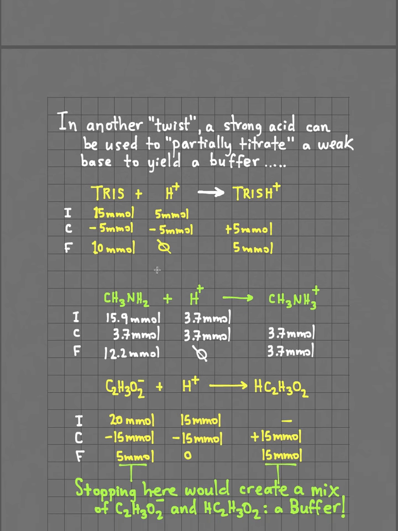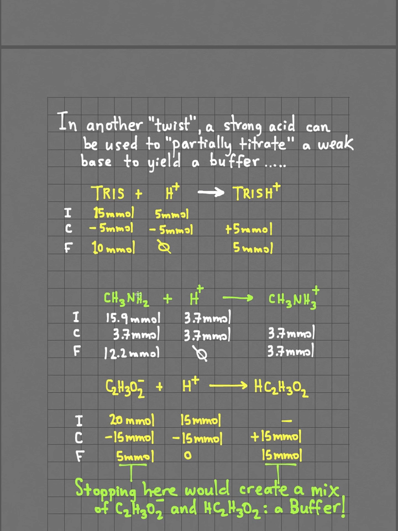Notice this is kind of like an ice table, but it's an initial, change, final table because strong acids react with the weak bases one way to create some of the conjugate acid. And if I don't go the whole way, just do a partial titration, only part of that 15 millimoles is gone. I think I just made up these other examples.